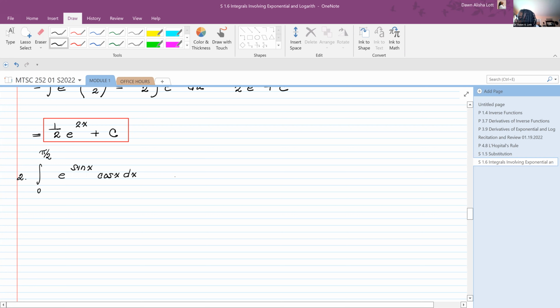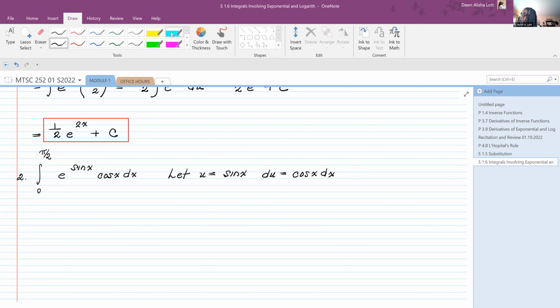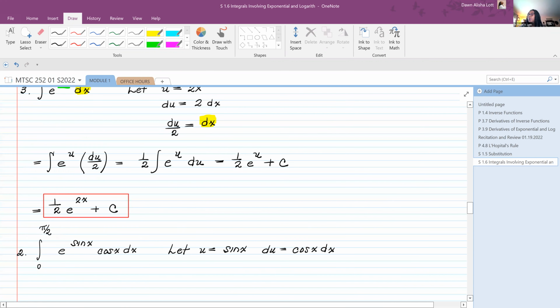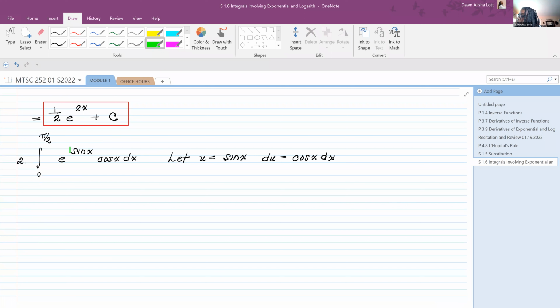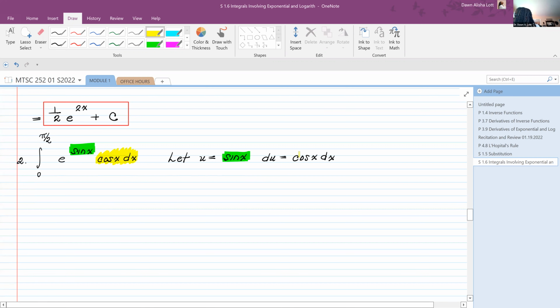So let u equal the sine of x. And du is the cosine of x dx. So this problem was just made to be nice. All right, here's u. And then cosine x dx. Well, that's fantastic, that whole thing just becomes du. So I'm good with that.